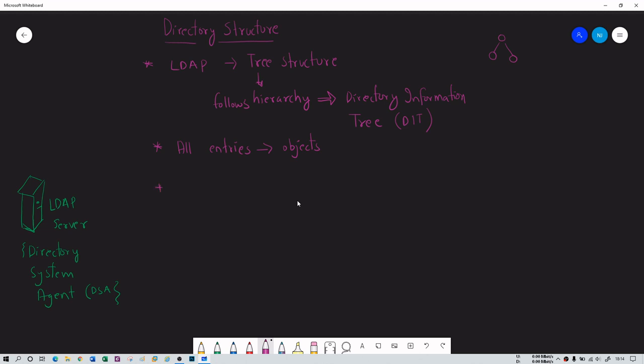All right, so if it follows a tree structure, then the complete path from the top to the bottom is known as distinguished name. Remember, this name is very important. Whenever you are enumerating LDAP, you will find this name, DN, CN, OU. If your enumeration result is giving you such names, then understand this term right now because it is very important. The complete path from top to bottom is known as DN, a distinguished name.